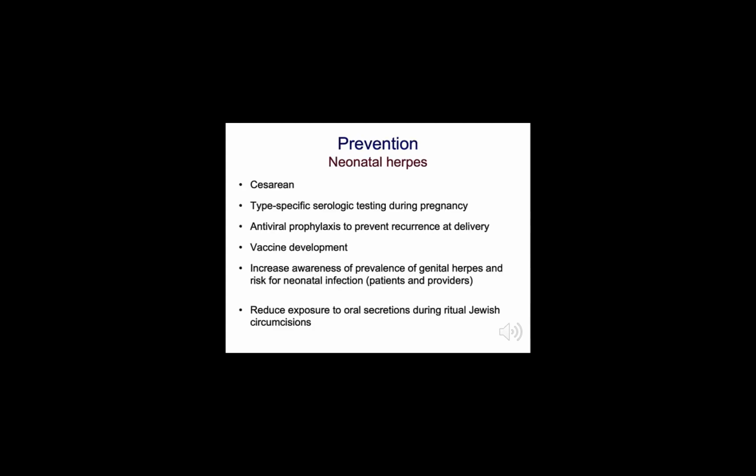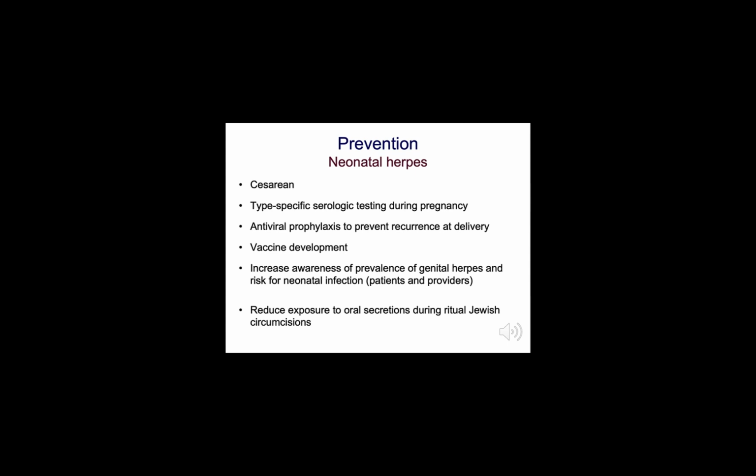So having described these risk factors, some of the prevention strategies are cesarean section, although not something you would want to recommend broadly. Another approach is to perform type-specific serologic testing during pregnancy, these tests that differentiate between type 1 and type 2 herpes antibody. Another is antiviral prophylaxis to prevent recurrence among women who are known to have genital herpes, at the time of delivery, so there's less likelihood that there'll be lesions present, and perhaps there'll also be diminishment in the amount of virus shed at delivery.